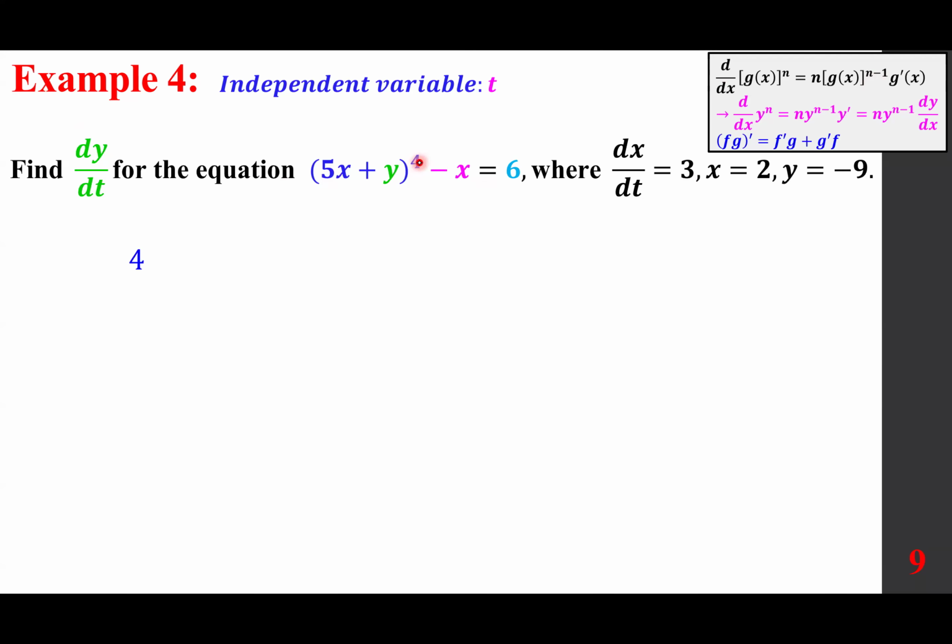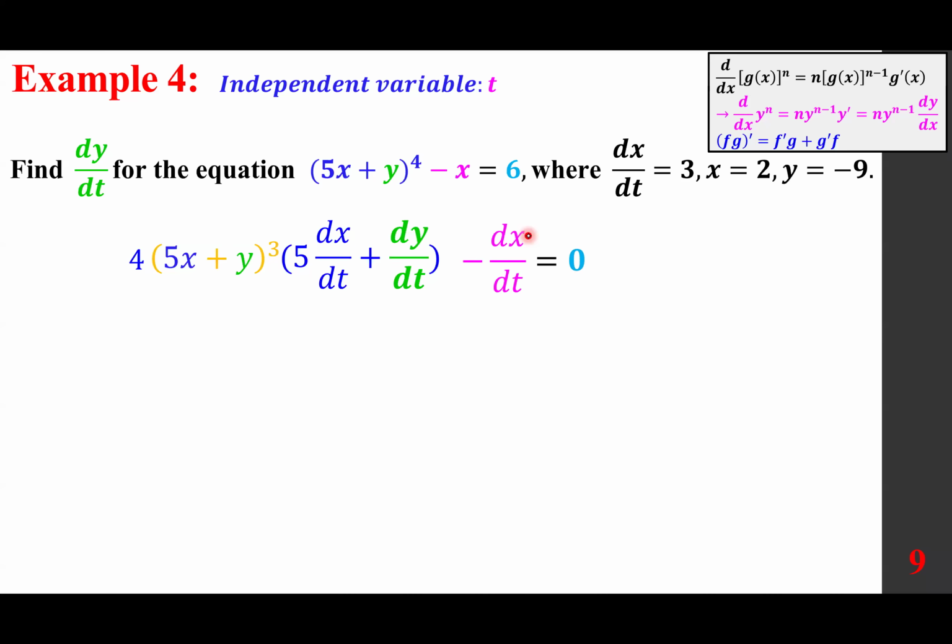4 times the parentheses cubed. So I'm looking at the extended power rule. The derivative of g(x) to the power of n is n times g(x) to the power of n minus 1, times g prime of x. It happened to be g of t. Now, the derivative of the inside, 5x, is 5 dx/dt, and y is dy/dt. So that's the first piece. Now, minus dx/dt, and any number results in 0 when you differentiate.